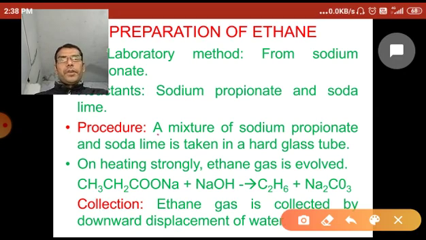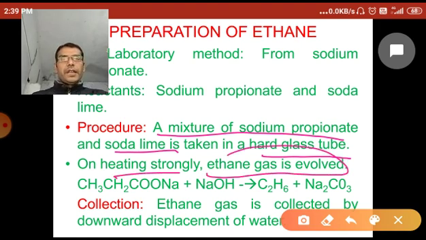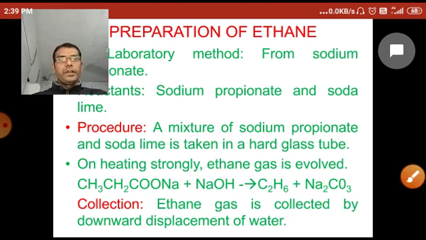Procedure: a mixture of sodium propionate and soda lime is taken in a hard glass test tube and the test tube is strongly heated. After heating, ethane gas is evolved, and that ethane gas can be collected in a container by downward displacement of water. So ethane gas is collected by downward displacement of water.